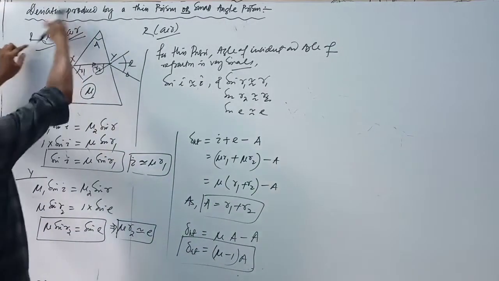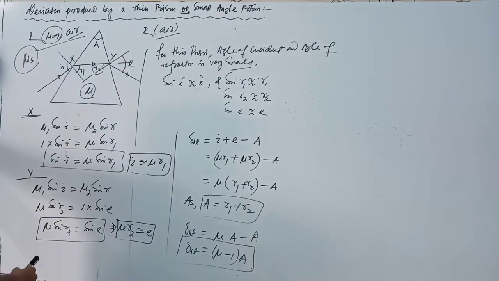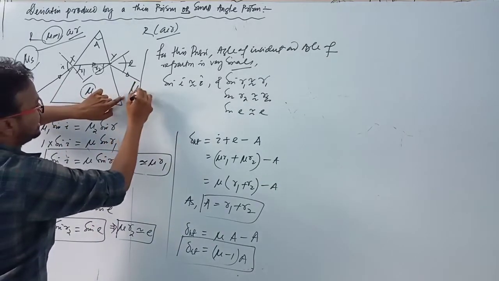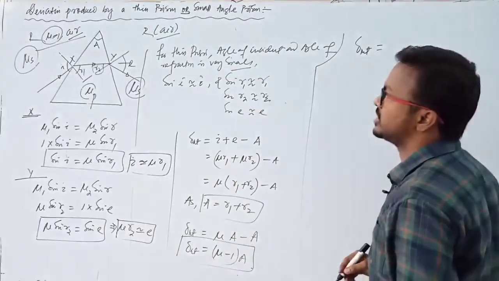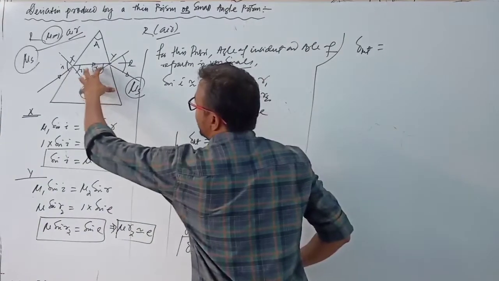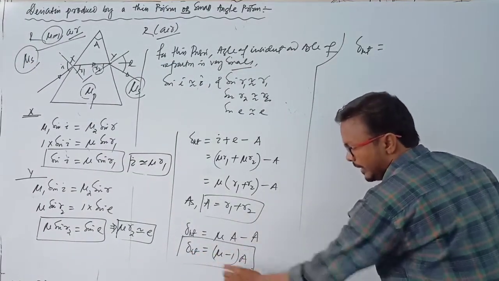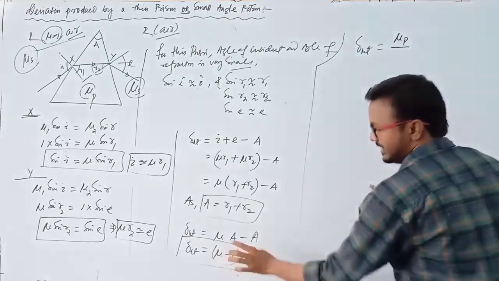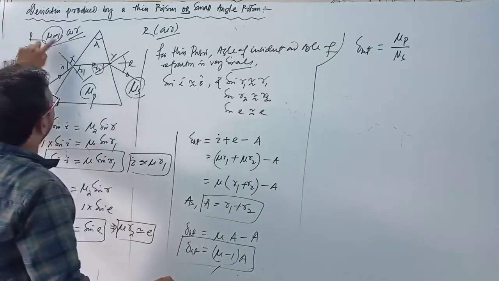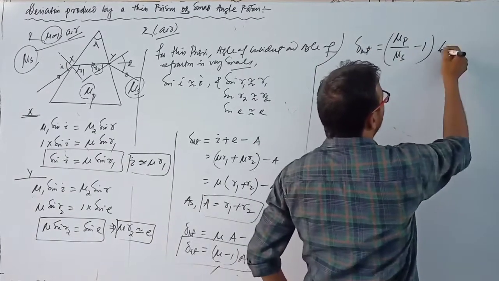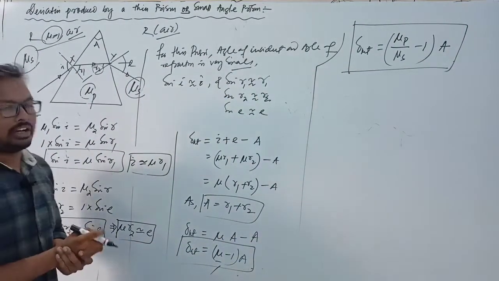This is for an air medium. If the medium is other than air, suppose this is the surrounding medium on both sides, with refractive index mu s, and the prism has refractive index mu p. Then you can write the relation for the deviation produced by a thin prism placed inside a surrounding medium of refractive index mu s: delta net equal to (mu p by mu s minus 1) into A. Here, because the surrounding medium is air, mu s is 1. This is the formula for deviation in case of a thin prism or small angle of prism.